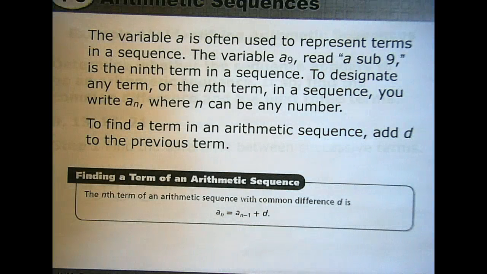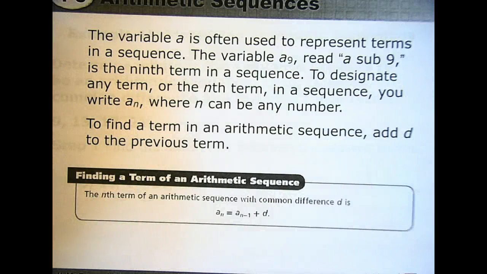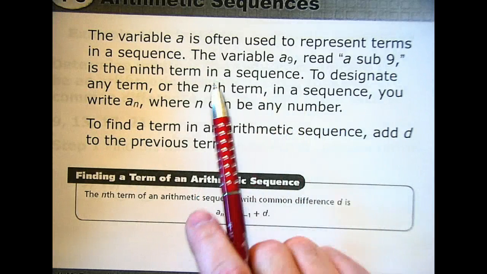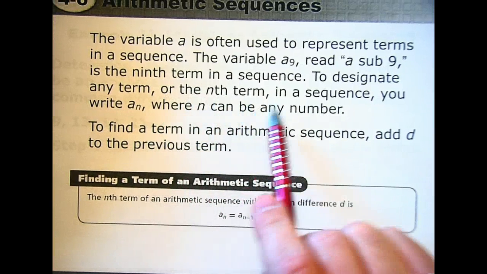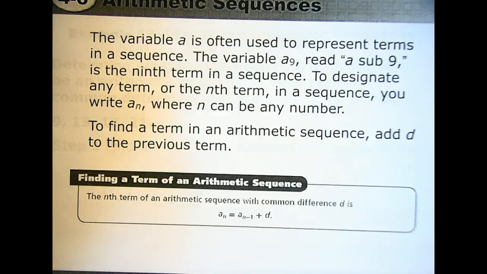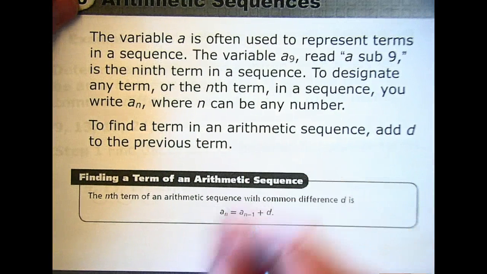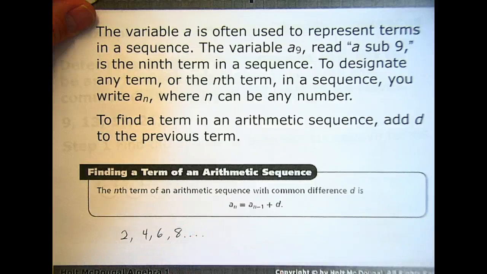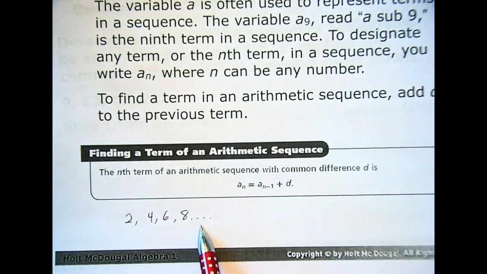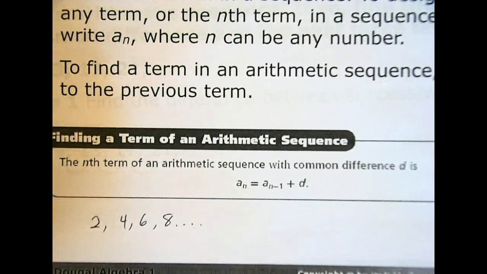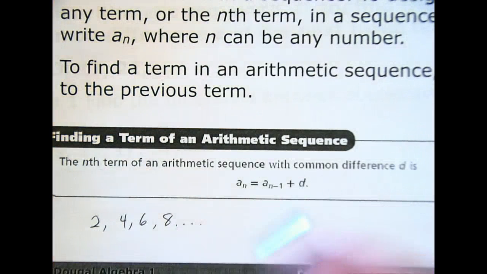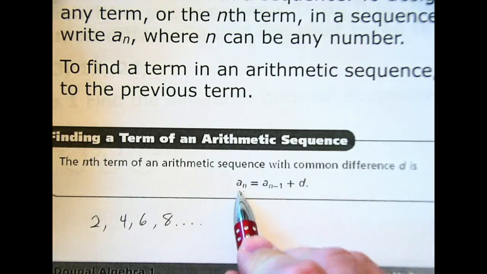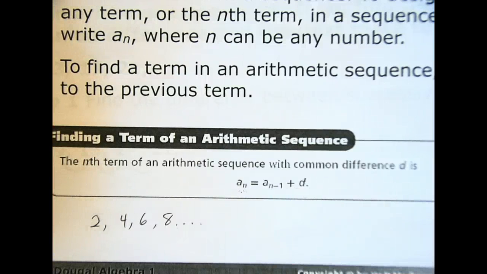To designate any term, we write the nth term, which is a sub n. It can be any number in our sequence. So for instance, in our previous sequence, where we had 2, 4, 6, 8, and so on, the dots mean it keeps going like that. If I want to say any term, that's a sub n. A sub n is equal to a sub n minus 1 plus d. That is the formula to find the next term in the sequence.